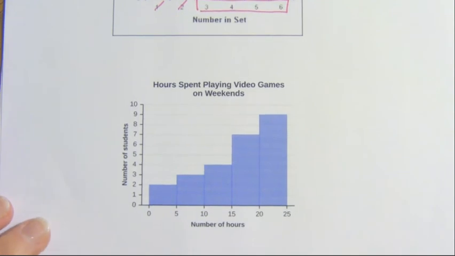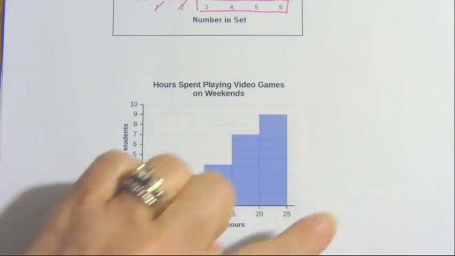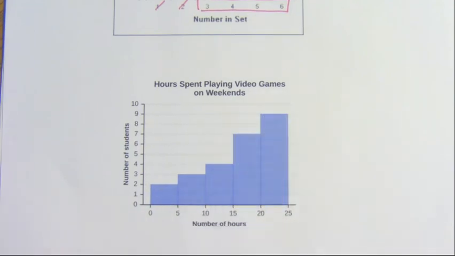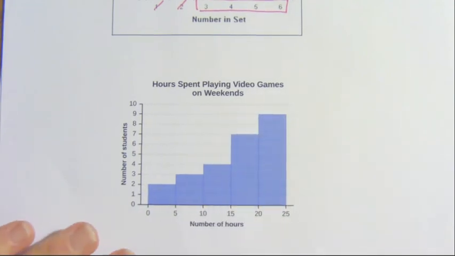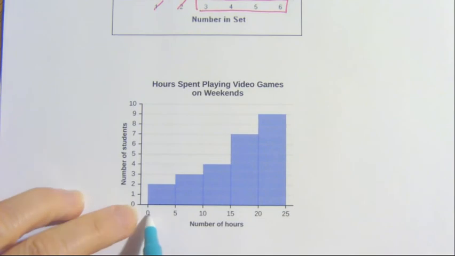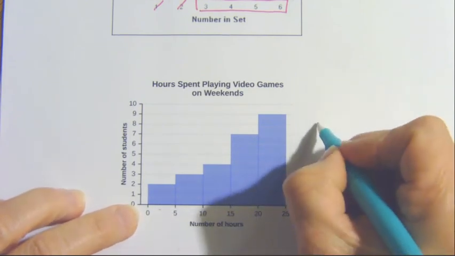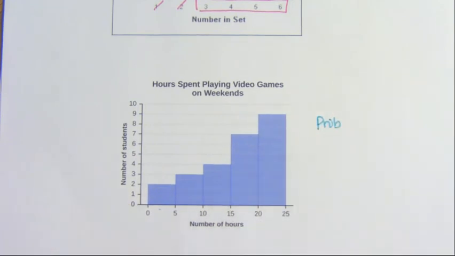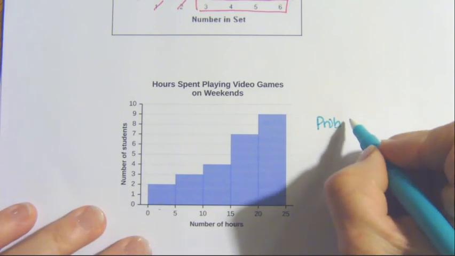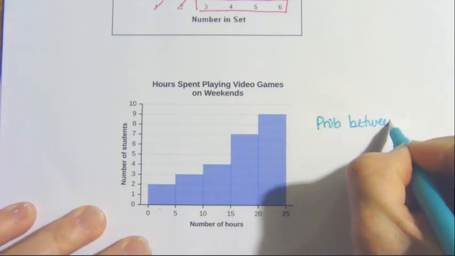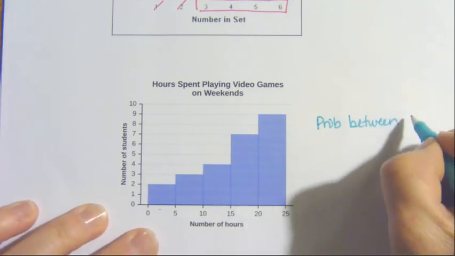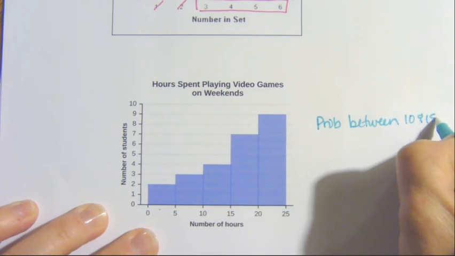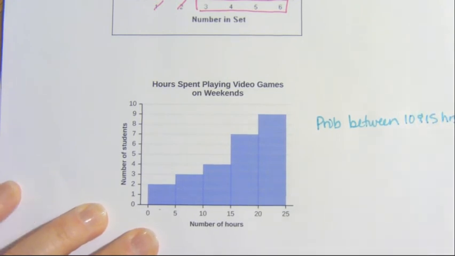Here's hours spent playing video games. These should be a lot taller than they are now. But let's say I picked this one because the numbers aren't right in the middle, they're on the outsides, and one of yours looks like that. So on this one, I'm going to say, what's the probability I want the probability that we pick someone between 10 and 15 hours.